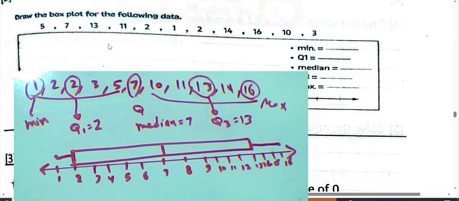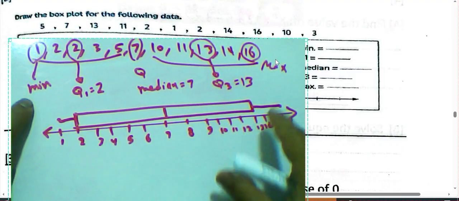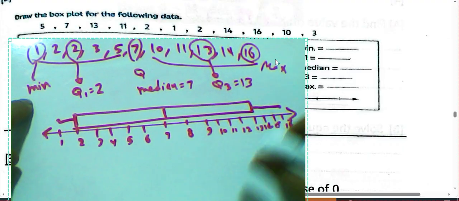It's box split, okay? Understood? You know the minimum 1 and the maximum 16. You can write the information here in the table, okay? Write the information in this table.